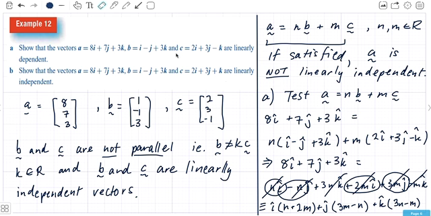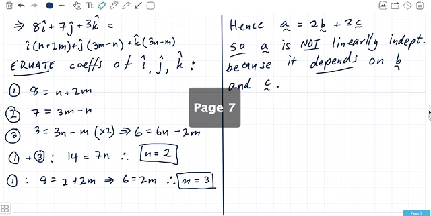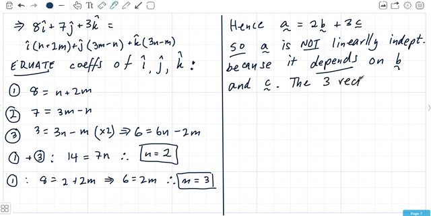The first question was saying, show that the vectors are linearly dependent, and we can see here that A is not a linearly independent vector, it depends on B and C. So we should finish off by saying the three vectors are linearly dependent.